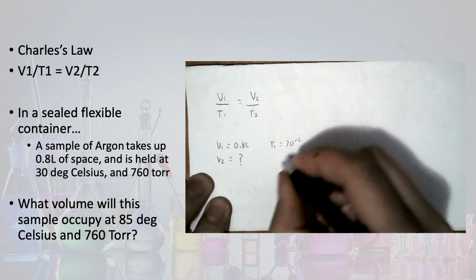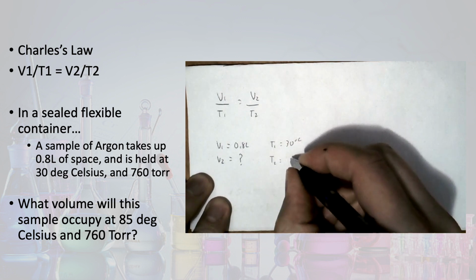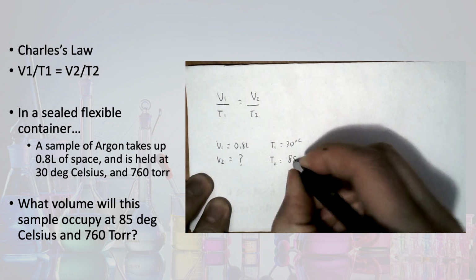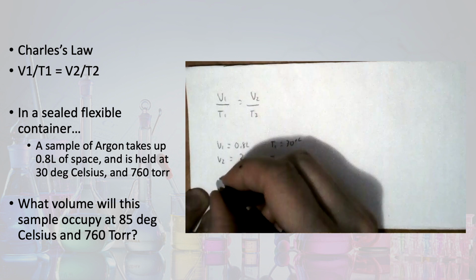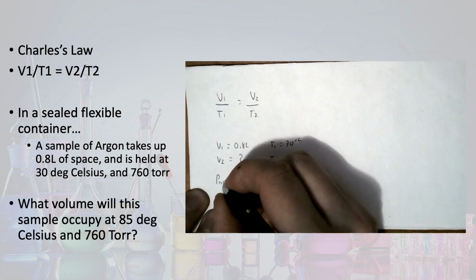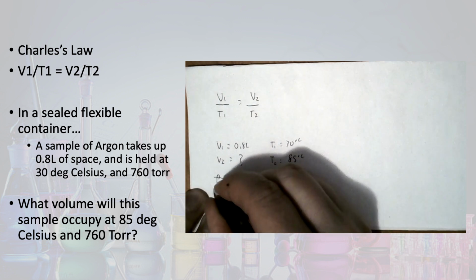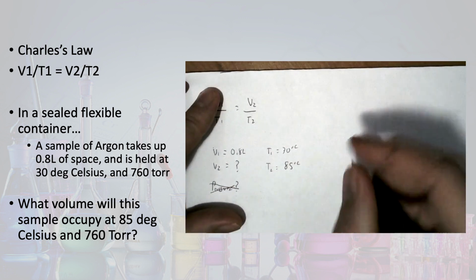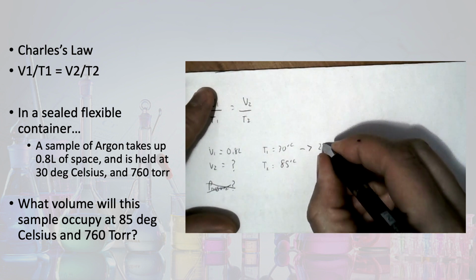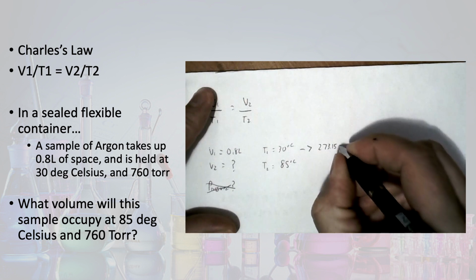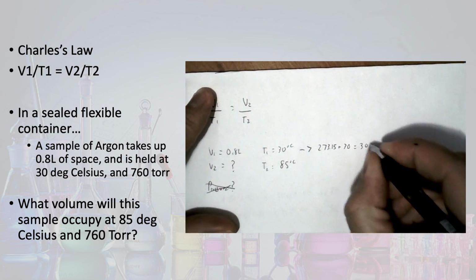760 torr should look pretty familiar to you. That's the same as 760 millimeters of mercury, or 1 atmosphere, the amount of pressure that the atmosphere above us pushes down on us with at sea level. And we want to know what volume this container and gas will occupy at 85 degrees Celsius and 760 torr.